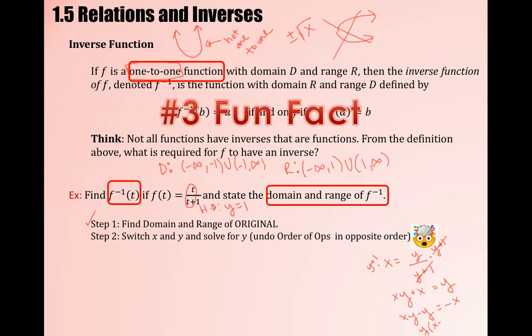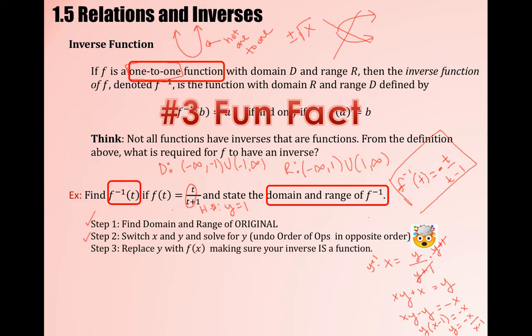So that's going to leave me with x minus 1. Oh no, I'm getting really small in this corner. Sorry, guys. Negative x over x minus 1. So the inverse that I have, f inverse of t equals, so I'll use function notation there, negative t over t minus 1. Okay, step 2, done.